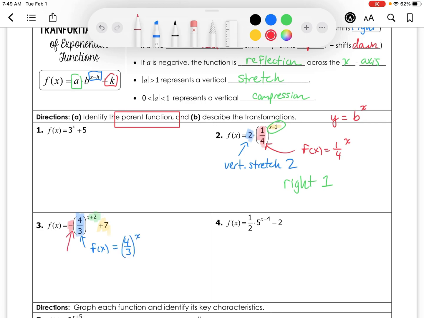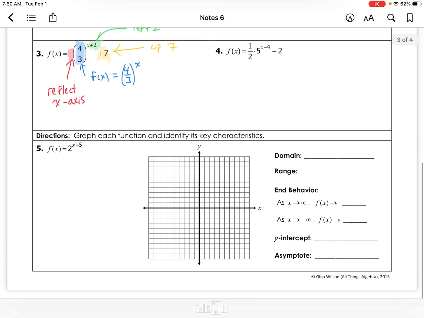This negative in front is going to reflect across the x-axis. The +2 is moving our graph left 2. And that +7 is going up 7. Now let's graph a few of these. Moving on to the next page.